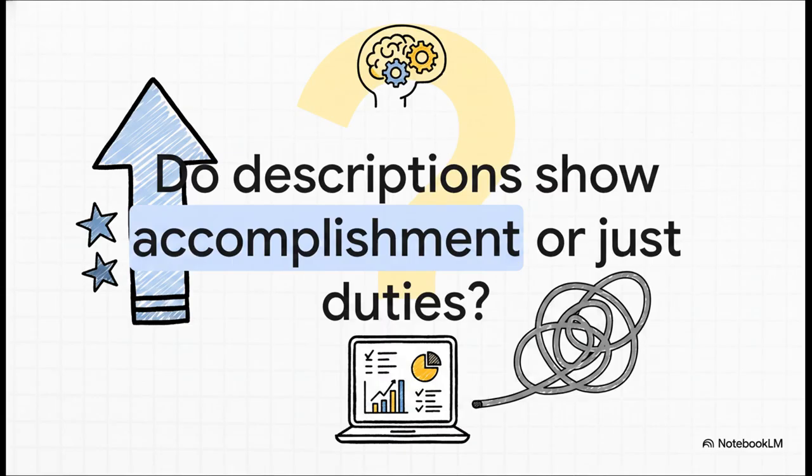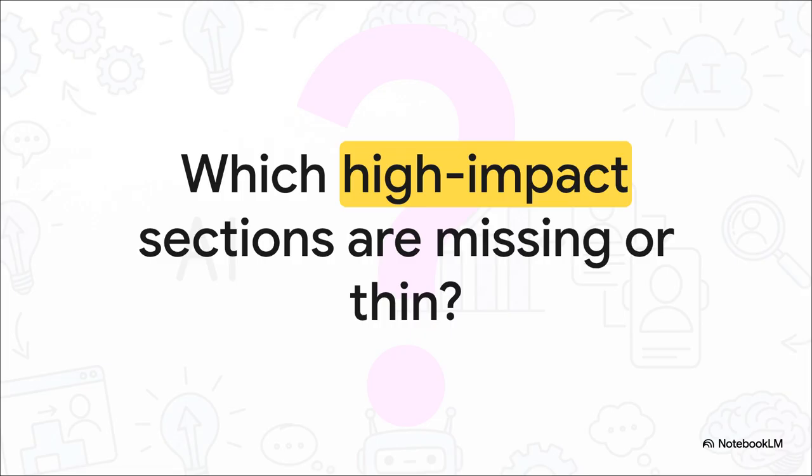The optimizer looks closely to see if the experience section reads like a highlight reel of accomplishments, or just that boring list of job duties. You know, a profile with a bunch of empty sections just looks unfinished, or maybe even like the person isn't that motivated. So the tool audits the entire profile and flags those high-impact areas, like recommendations or projects that are either missing entirely or are just too thin.